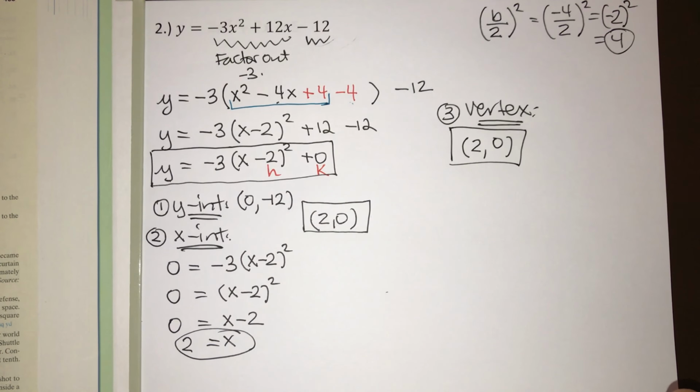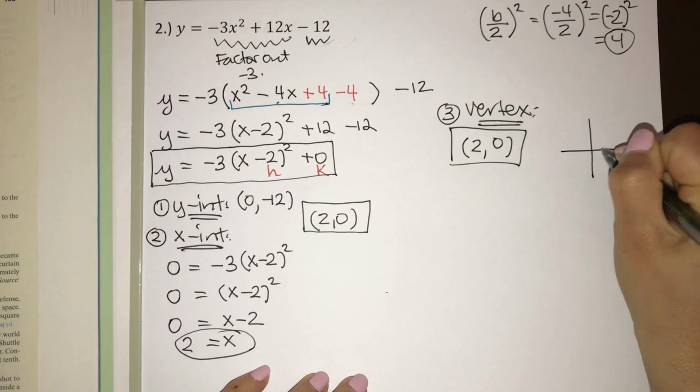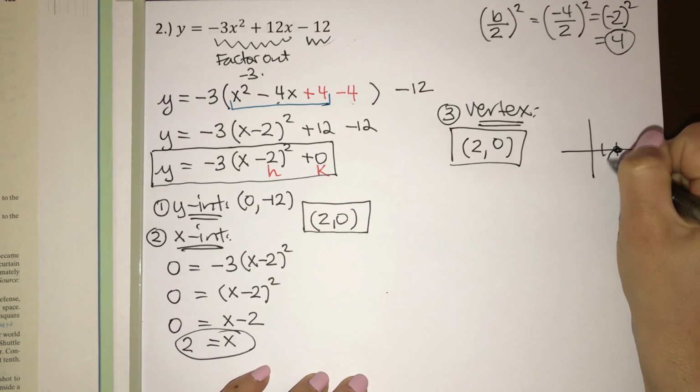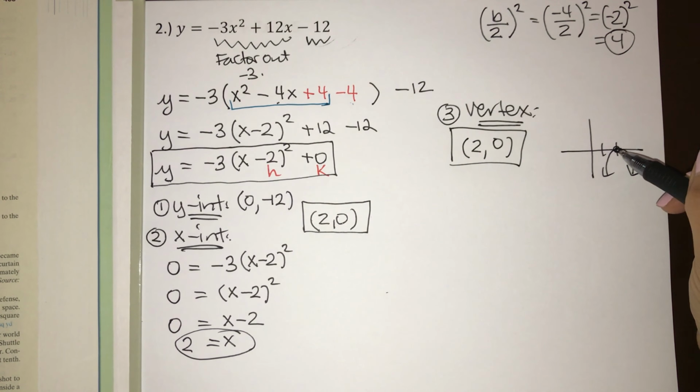Sometimes that can happen. It just means, just a quick picture here, this parabola opens down, so basically it's going to look like that. The vertex is on the x-axis, and that's exactly where the x-intercept is. So we can have that.